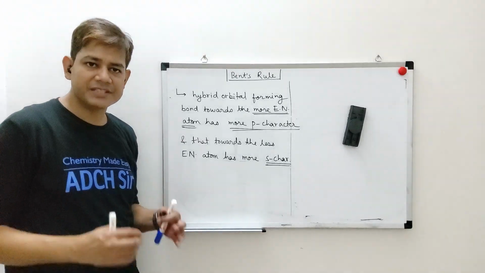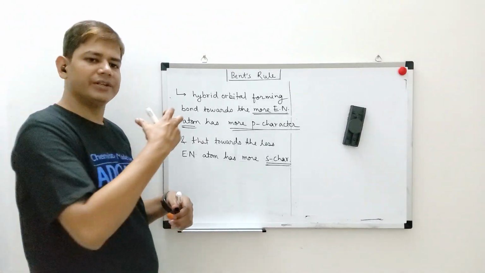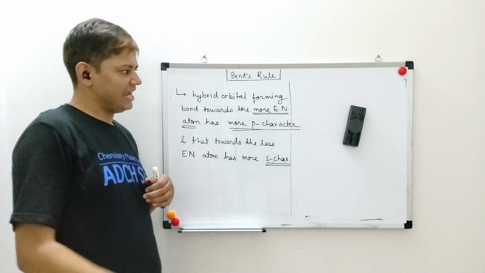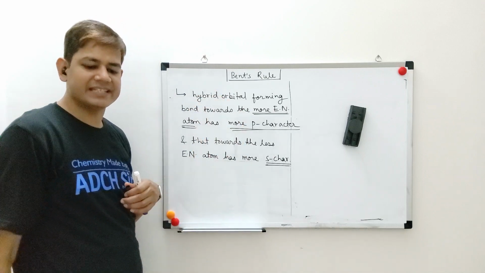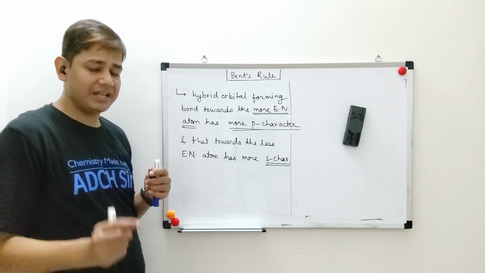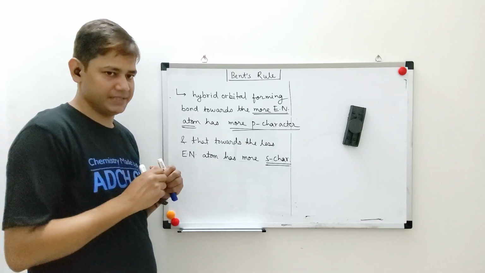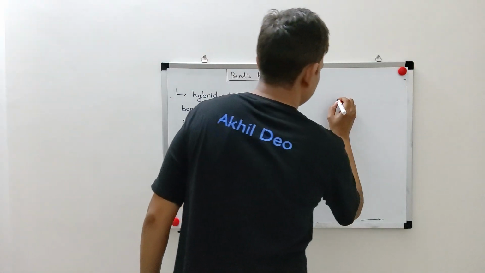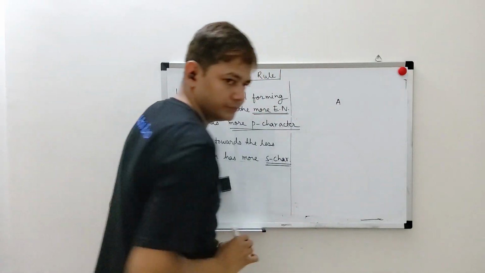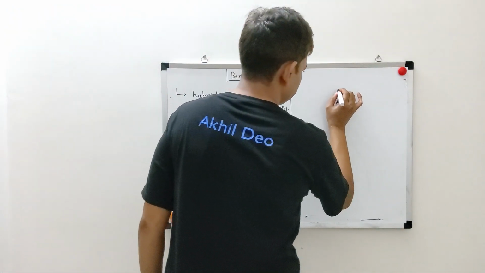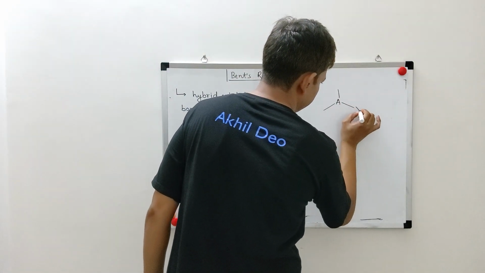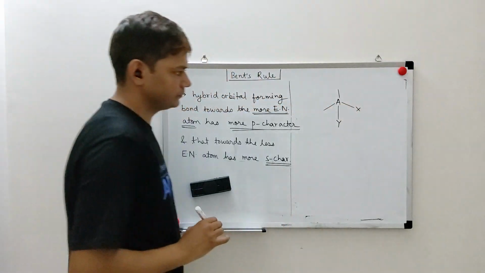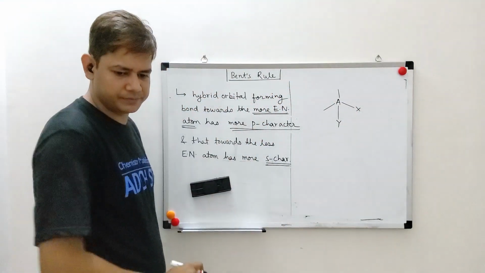So in other words, we say that the more electronegative atom pulls p character towards itself, and the less electronegative atom pulls s character towards itself. Let us understand why this happens. Suppose we have a central atom A, and that is bonded to an atom X and another atom Y. And some other atoms are also present.